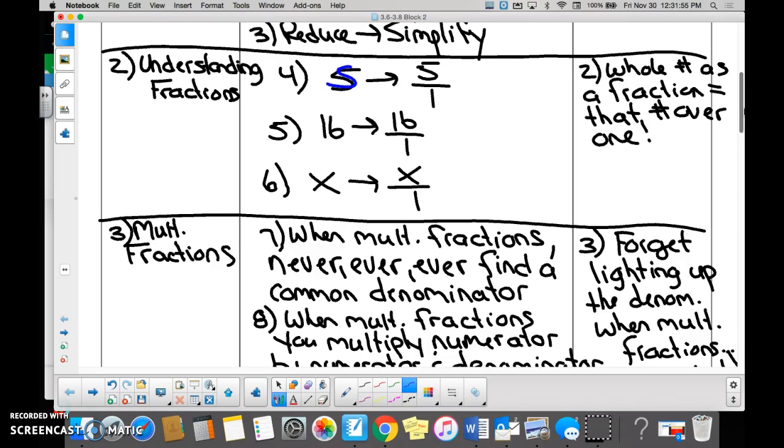Five can be written as a fraction, yes or no? Yes. How do you write 5 as a fraction? 5 over 1. Numbers 5 and 6, this one and this one, are just more examples. This is a variable. Variables are letters that represent numbers, right? So we don't know what number it represents, so we just say x over 1. You guys were cool with that.